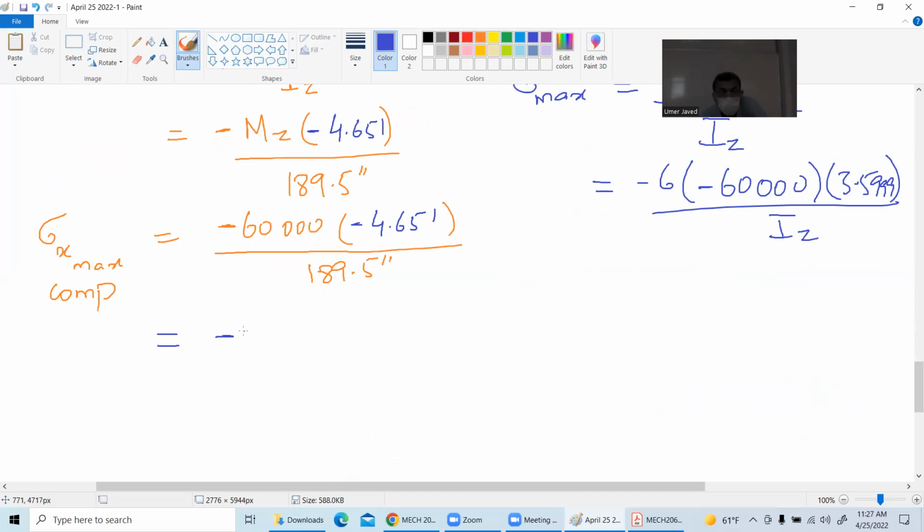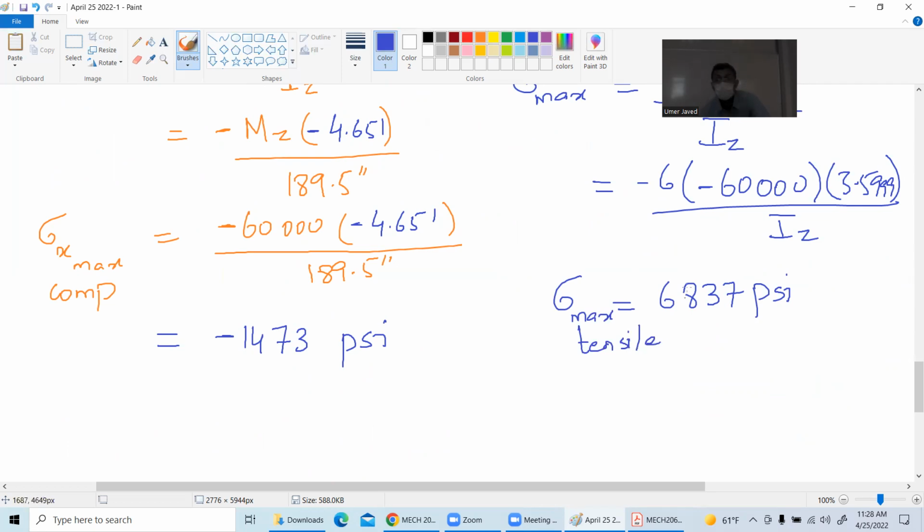Is everyone sure that everyone understood this or not? Sir, I'm confused about the direction of the moment. I will tell you. No worry. 6837 pounds per square inch. This is tensile. Now, this one exists in aluminum. This one exists in wood.